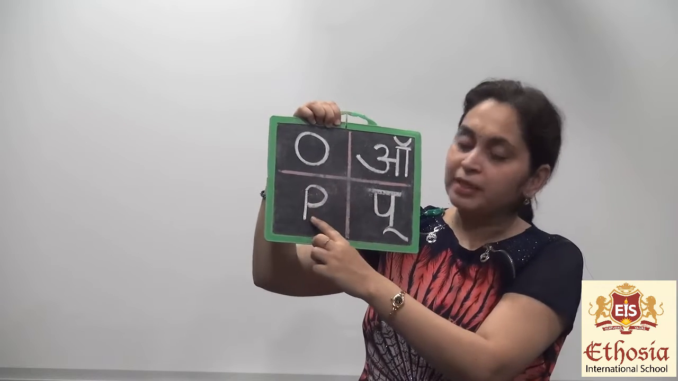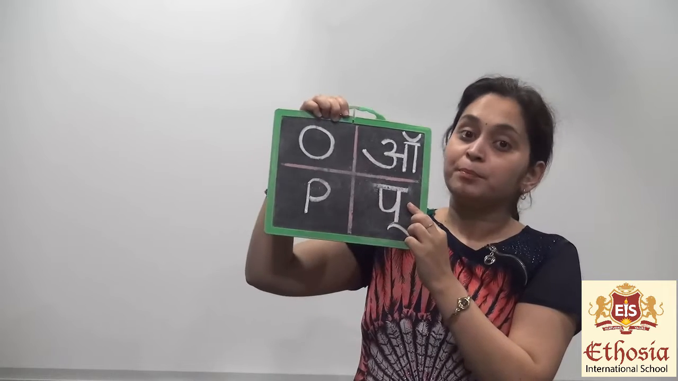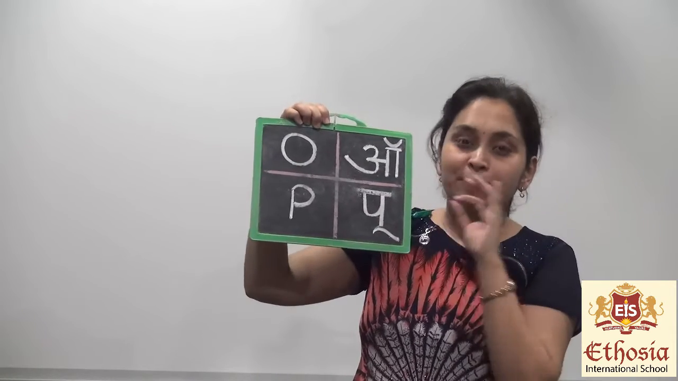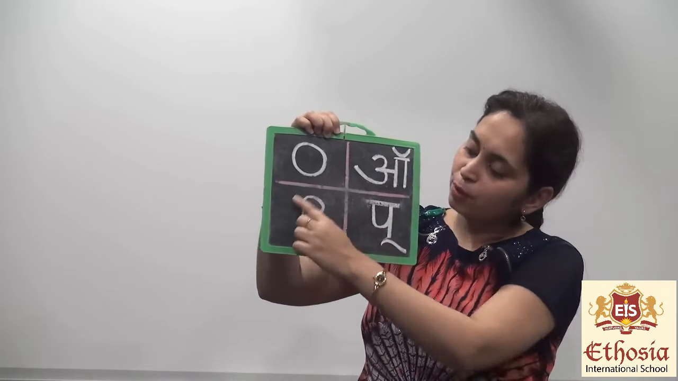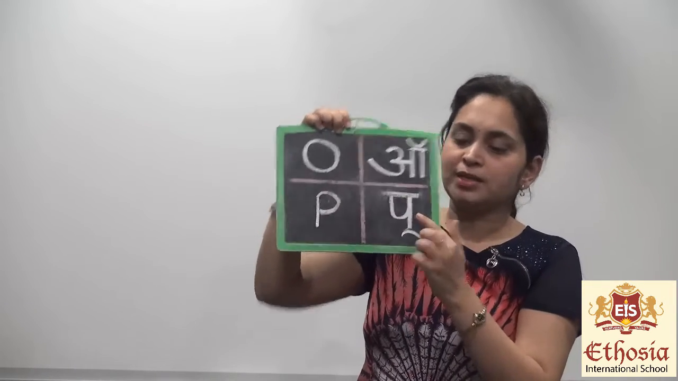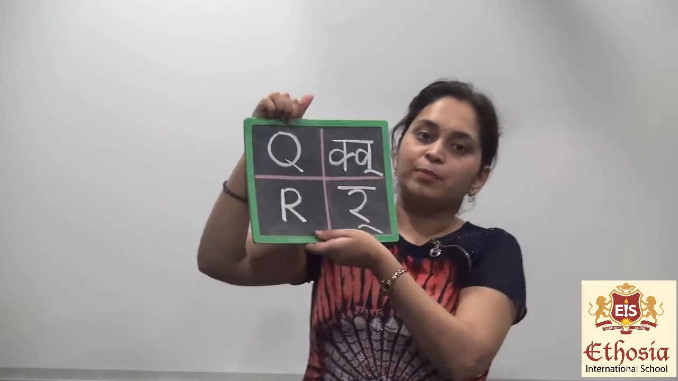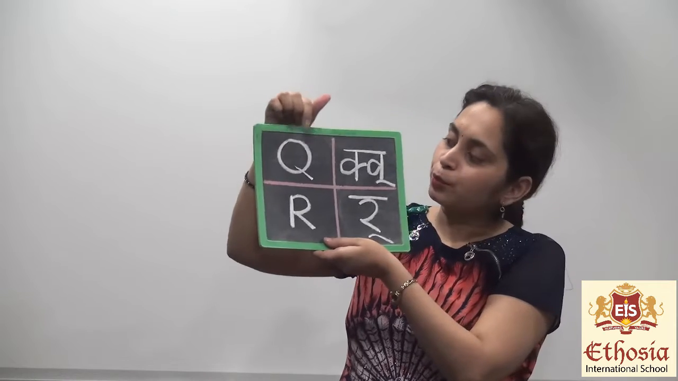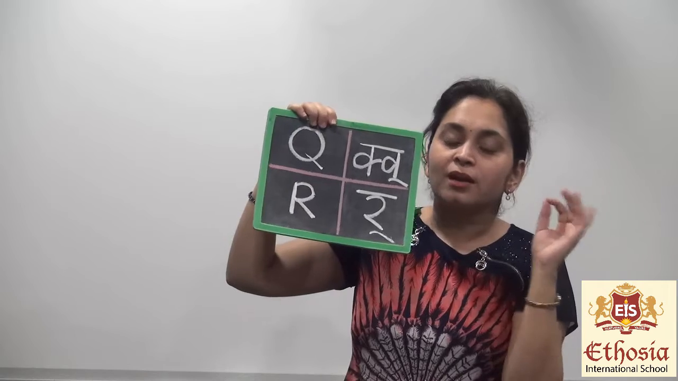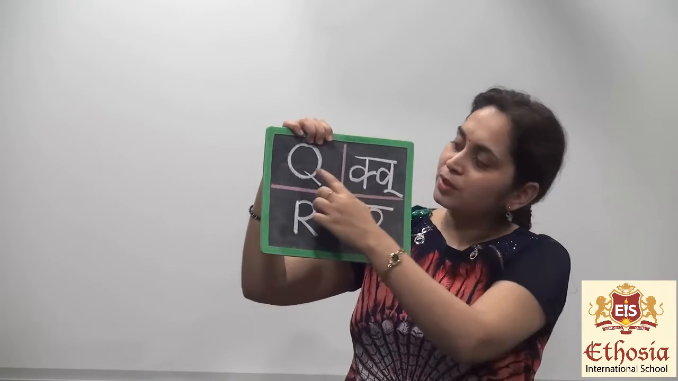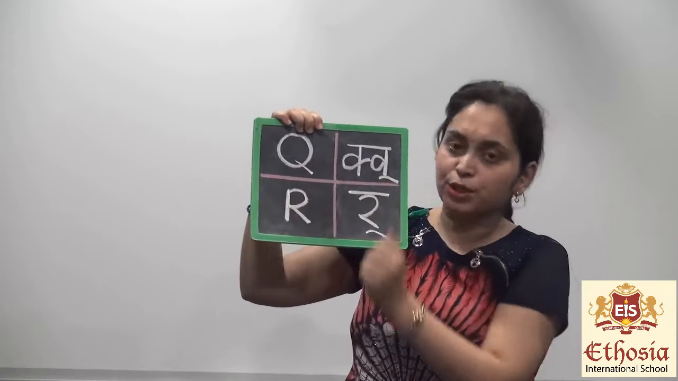This is capital P. P says P, like pen, pencil, paper, parrot. So the phonic sound of this alphabet is P. This is capital Q. Q says Q, like we say queen, we say quill. This is the phonic sound of this alphabet Q.